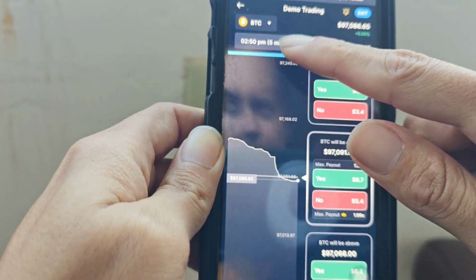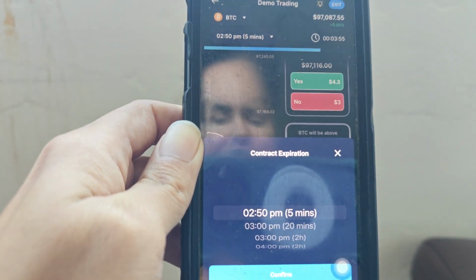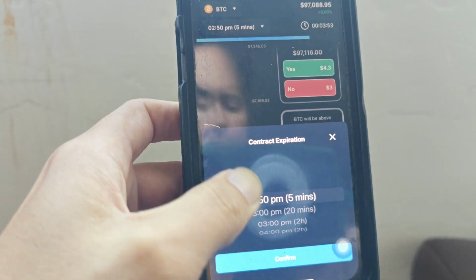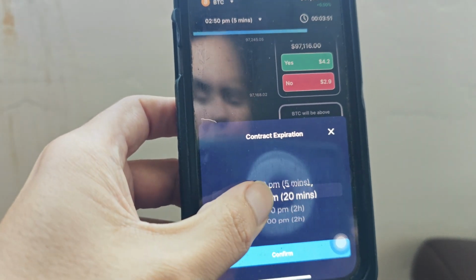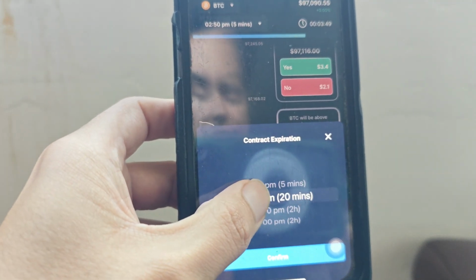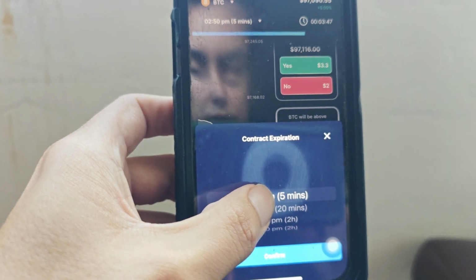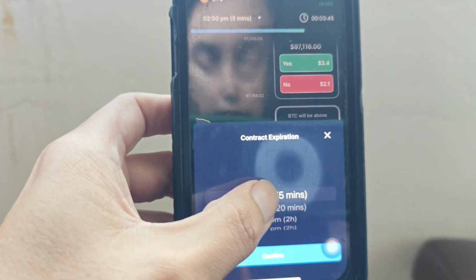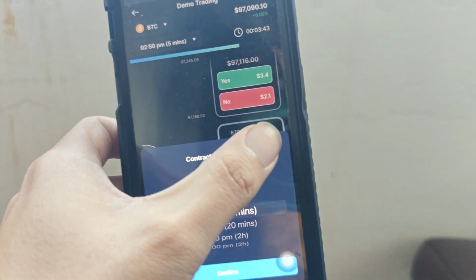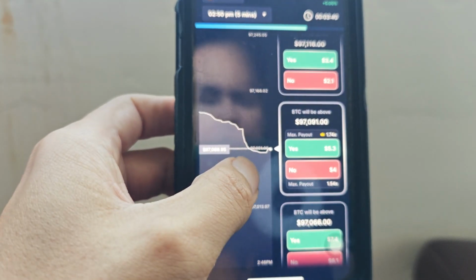is the amount of time. You click the amount of time. They even have 5 minutes, 20 minutes, 2 hours. So it's kind of crazy, right? Because usually options are much longer term, like in the stock market. But let's say right here, let's do 5 minutes, which is pretty crazy.